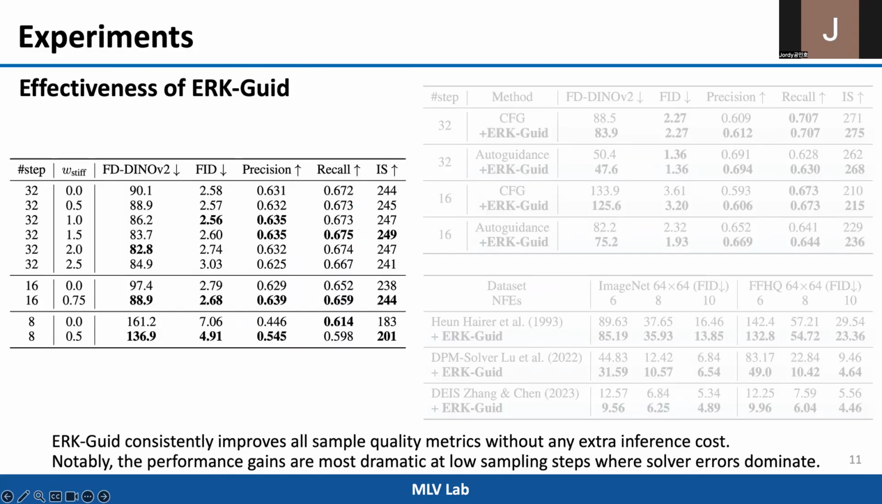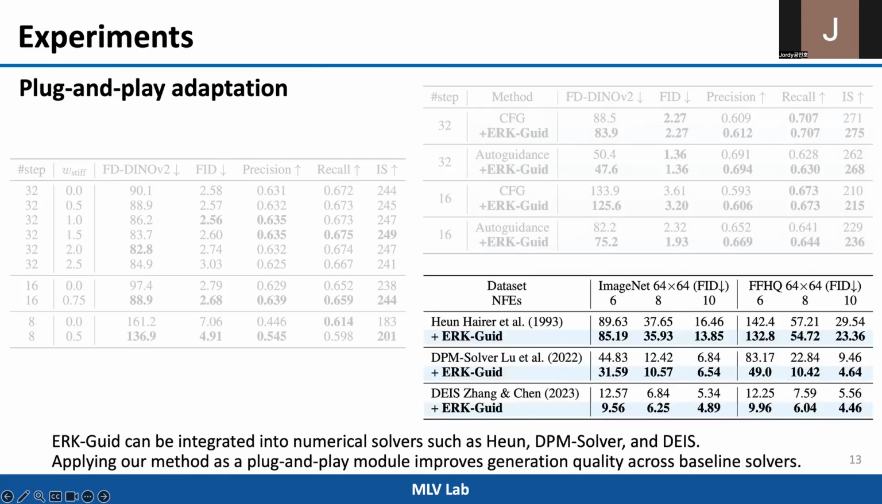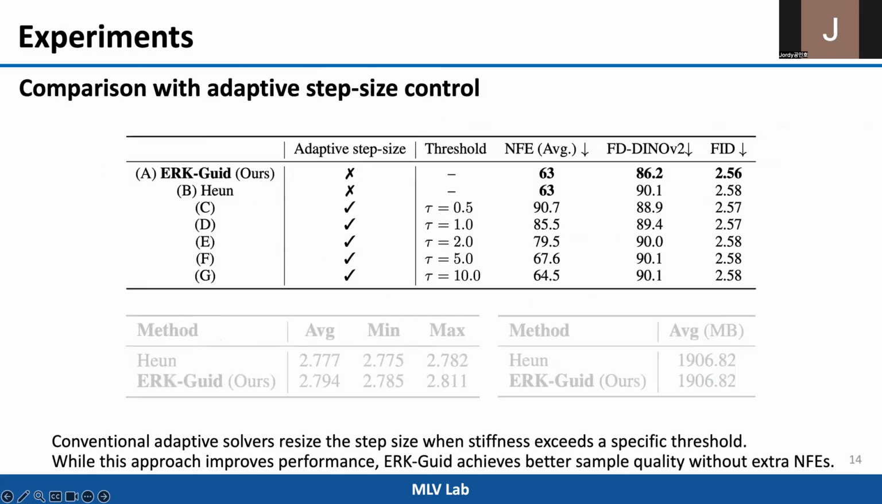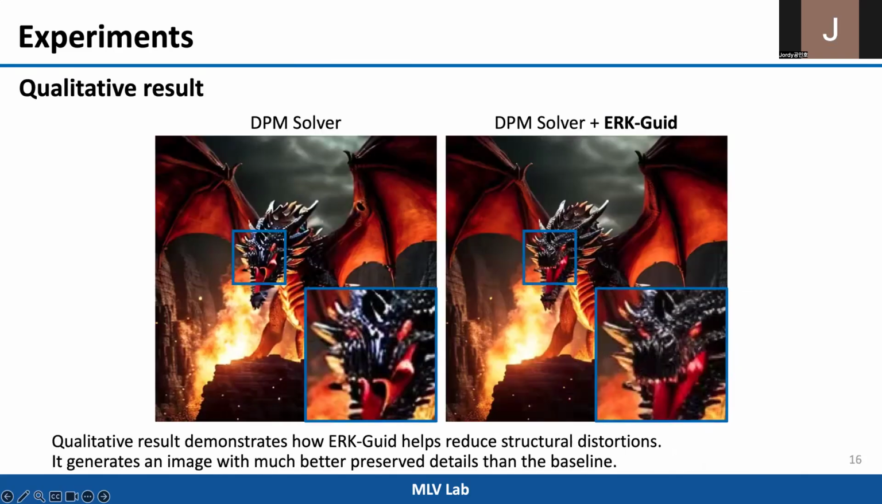As a result, ERK-Guide consistently improves sample quality, especially at lower sampling steps when solver-induced error dominates. Furthermore, it seamlessly integrates with conventional guidance methods like CFG and various numerical solvers like the PM solver, boosting performance even further. Additionally, ERK-Guide is far more effective than conventional adaptive step size methods. And crucially, it introduces minimal time overhead and maintains the exact same memory footprint since it doesn't require additional model evaluation.